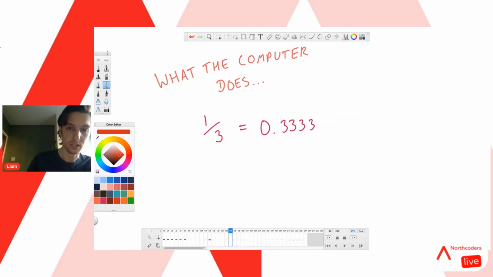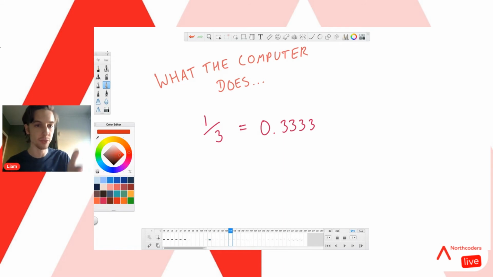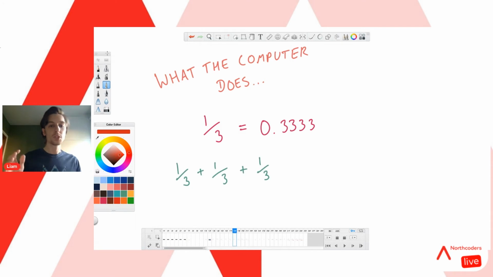So everything after those 4 is ignored. We lose it completely. And we have to settle on this compromise, or the computer settles on this compromise, rather, of 1/3 just being 0.3333. Done. Which is okay. It's actually not that far off being right. But problems quickly arise when we try and think about adding these sorts of numbers together.